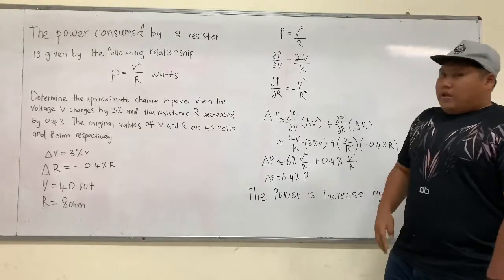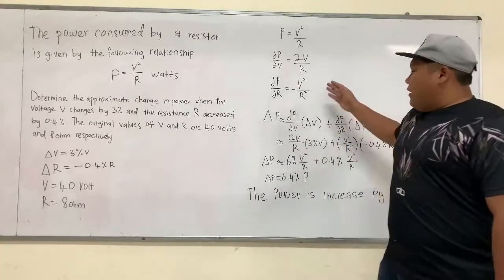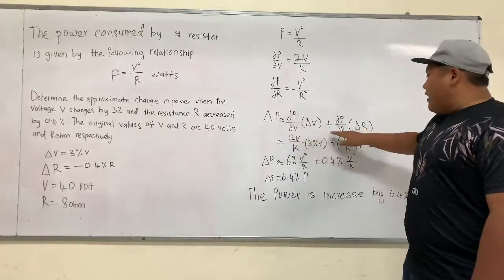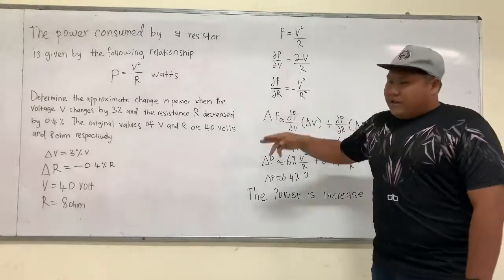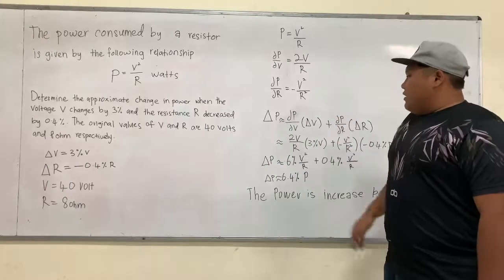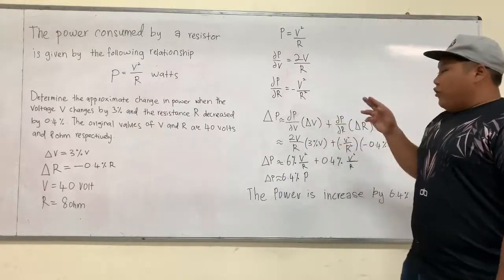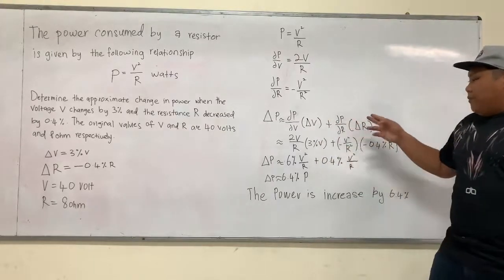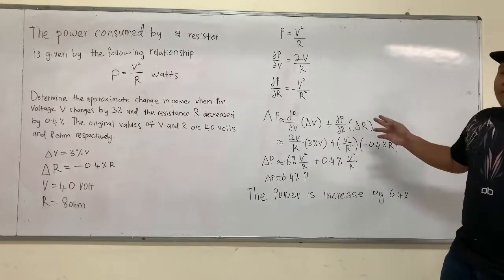So after that we use the formula given and fill in the information that we have, which is delta P approximately ∂P over ∂V times delta V plus ∂P over ∂R times delta R.